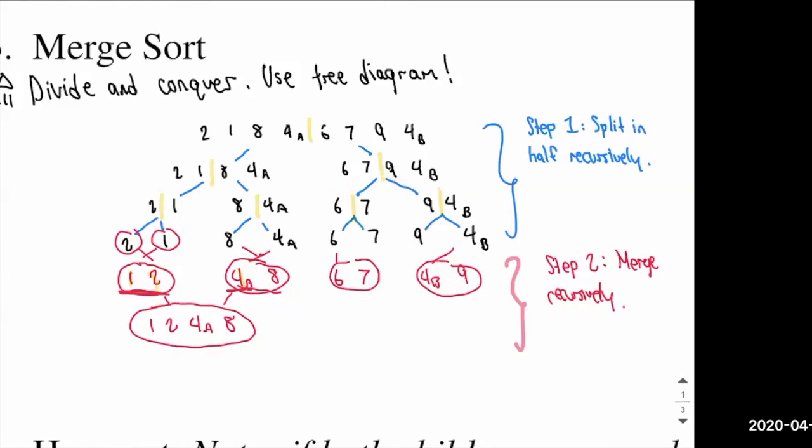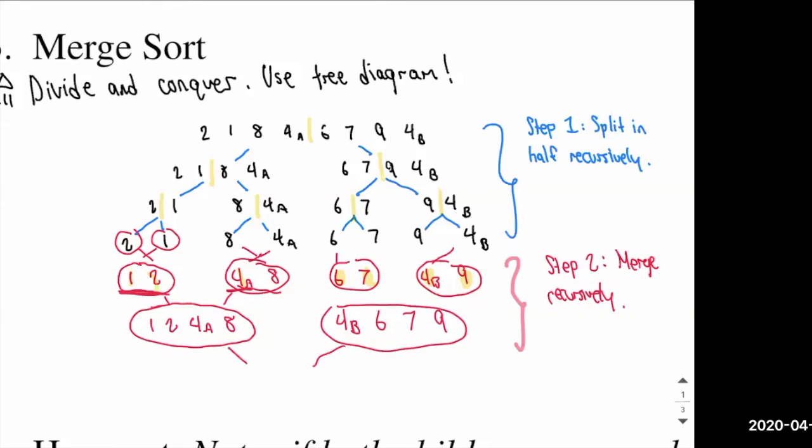The same process goes on here. We compare that 6 and that 4B. We see that the 4B comes down first. Then we compare the 9 and the 6. We see that the 6 comes down first. And then we compare the 7 and the 9. We see that the 7 goes first. And then lastly, we put the 9. And this is our sorted 4 node for the right side.